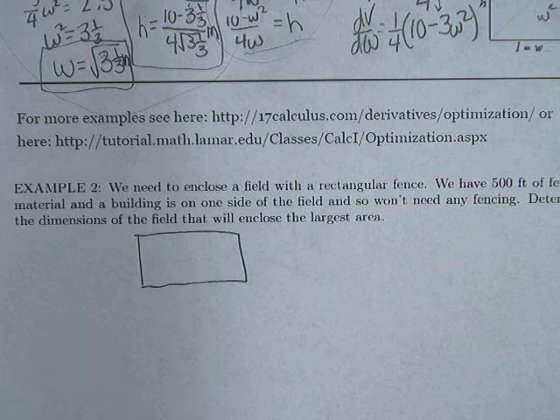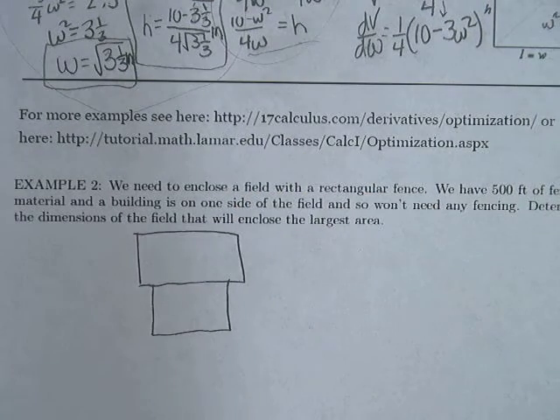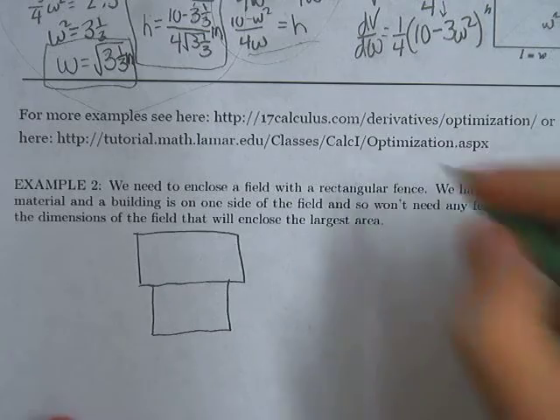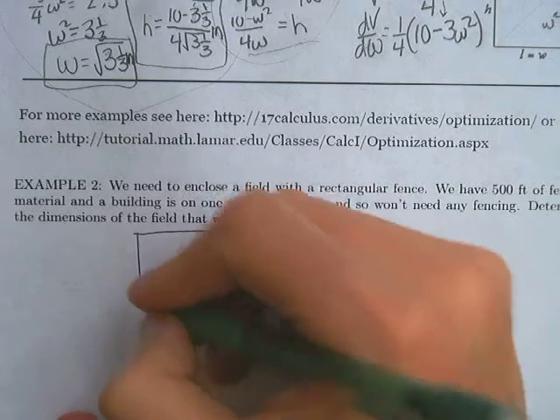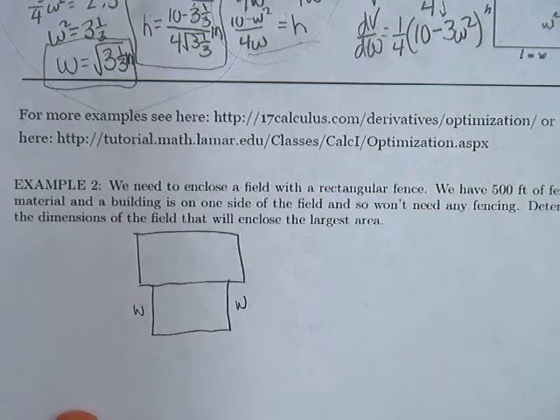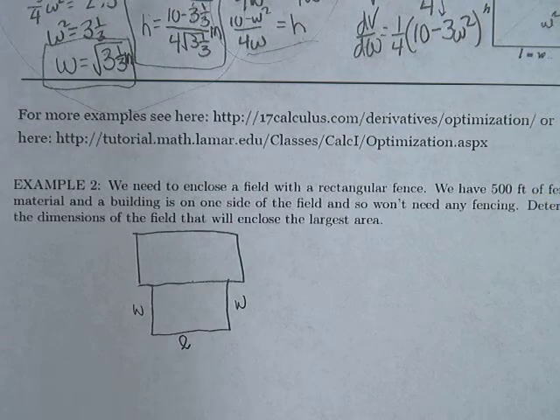So I assume this building can be anywhere from like a foot wide or an inch wide or something to 500 feet wide, our maximum fence length or whatever. So we know we have some sort of fence coming out here like that. And we want to enclose the largest area. So it's a rectangular fence. So we have a width, or two widths, one on each side, and we have a length.